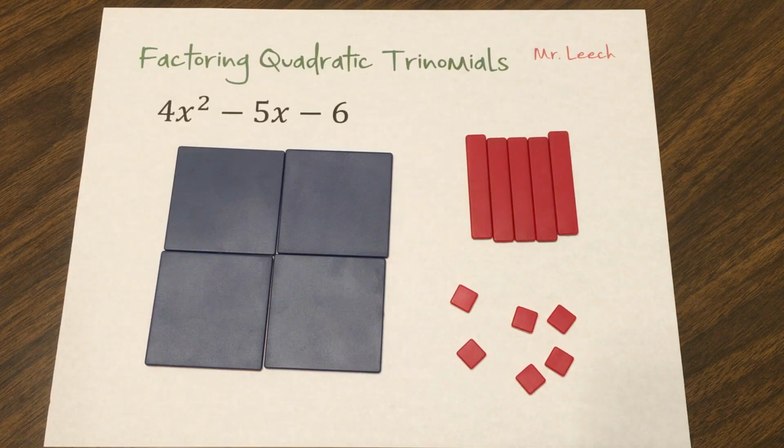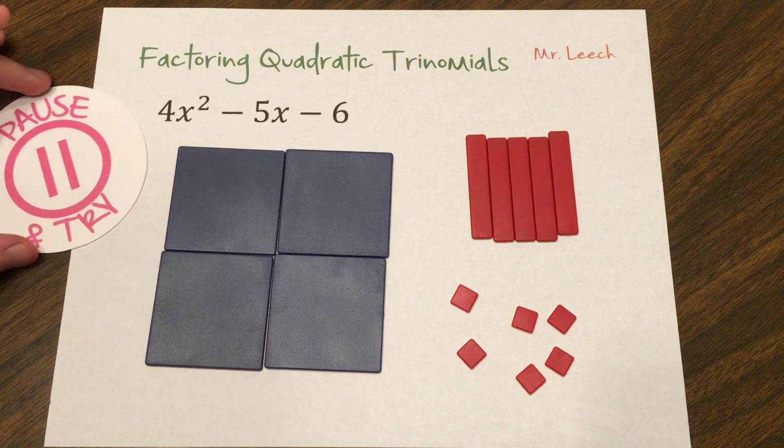So here's the next one. Let's try 4x squared minus 5x minus 6. Use the concepts from the previous examples to try to do this one on your own.